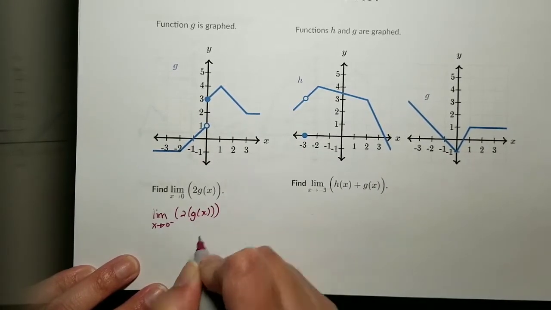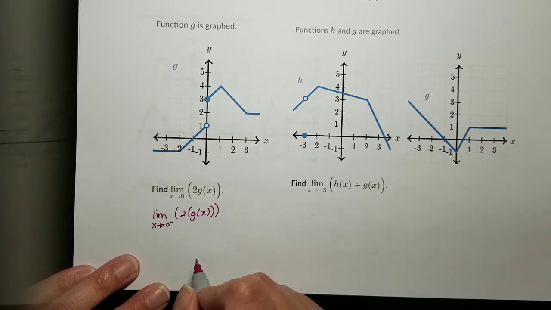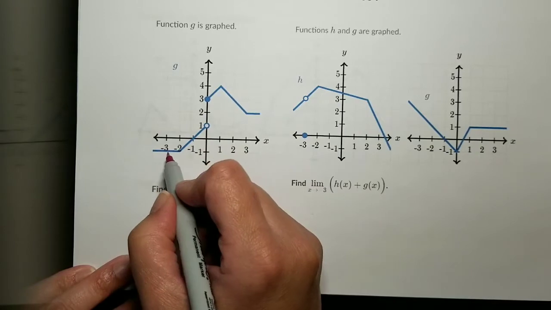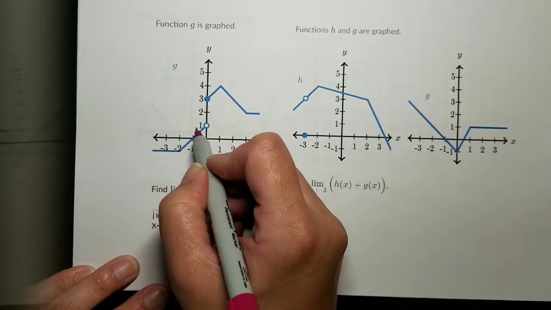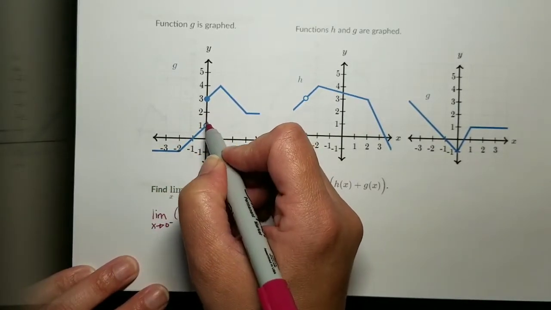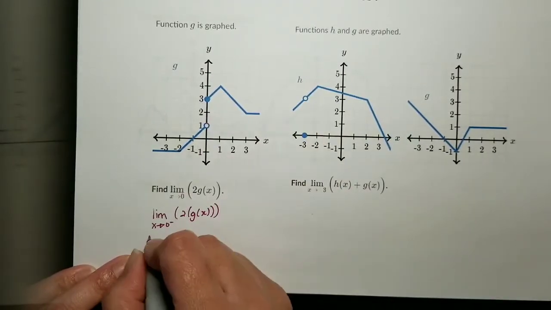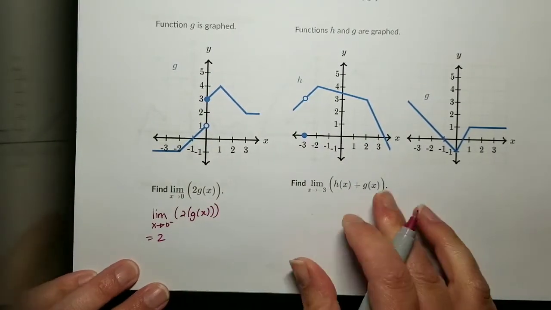Lots of brackets there. I shouldn't have included one of those. Here we're looking at this side of the function, and even with a stretch of 2, that's going to increase the height here. So it would approach a value of 2. So that would equal 2.